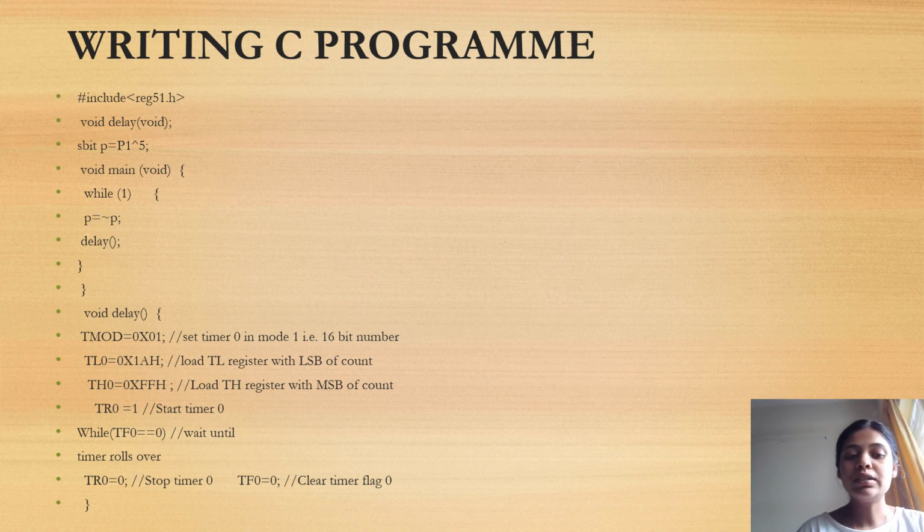0x01 sets Timer 0 in mode 1, that is the 16-bit mode. Here TL0 equals 0x1A. This means loading the TL register with the LSB of the count. TL is the timer lower byte, and TH is the timer higher byte. Here we also give some inputs. This loads the TH register with the MSB of the count. MSB and LSB represent the most significant byte and the least significant byte.